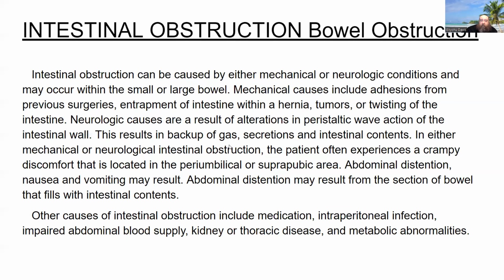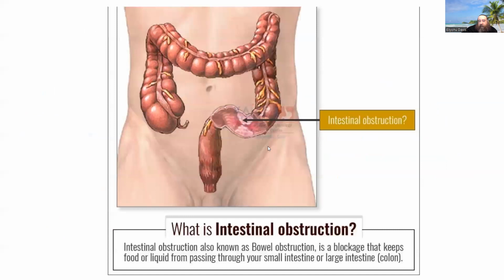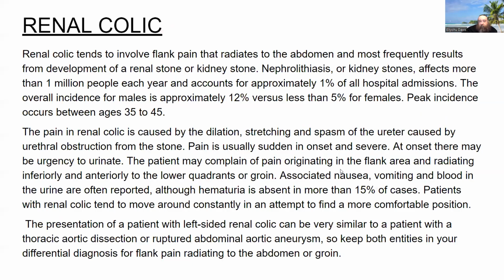Intestinal wall can back up, and there can be many sorts of discomfort. It can be in the peri-umbilical or the suprapubic area. Abdominal distension, nausea, vomiting. Always the same sort of thing that's going to happen. Here we've got, let's say, an intestinal obstruction. So we can't get waste out through here. Blockage, and can't get through the colon.